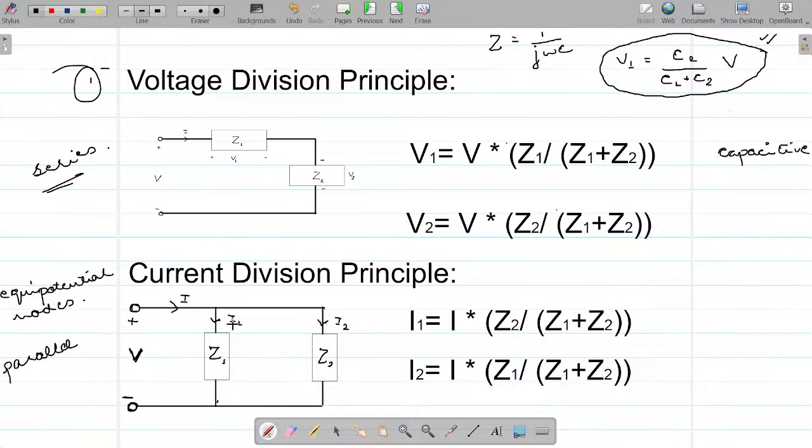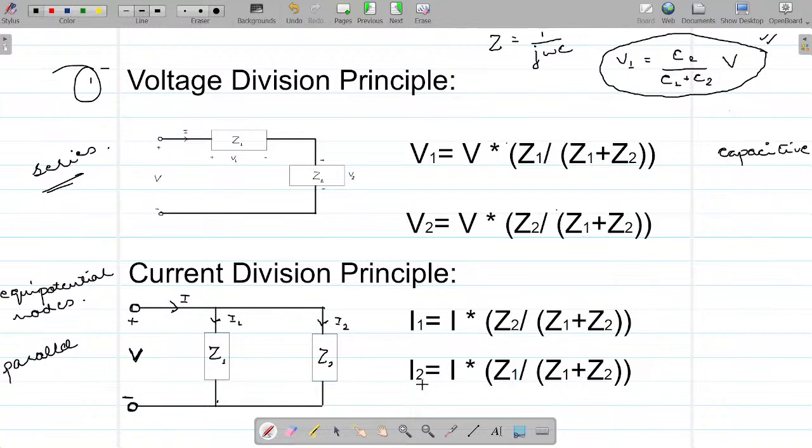Now, in a parallel network, the current I divides in inverse ratio of the resistances. For example, current in this branch I1 is equal to what? Is equal to Z2 upon Z1 plus Z2 times the total current I. The current in branch Z1 is equal to Z2 upon Z1 plus Z2 times the total current I, right?